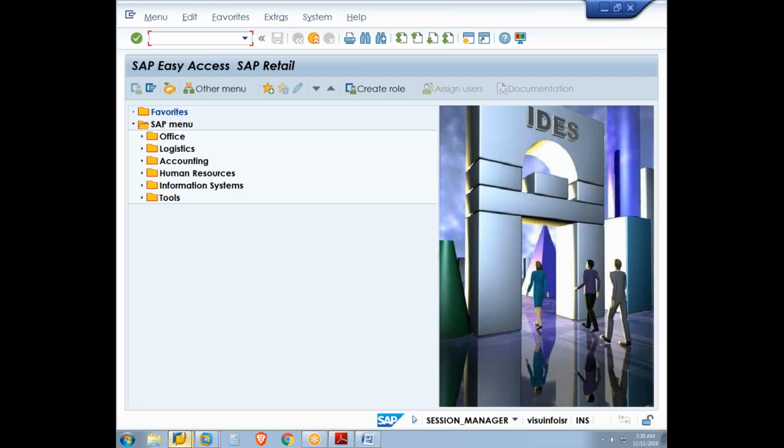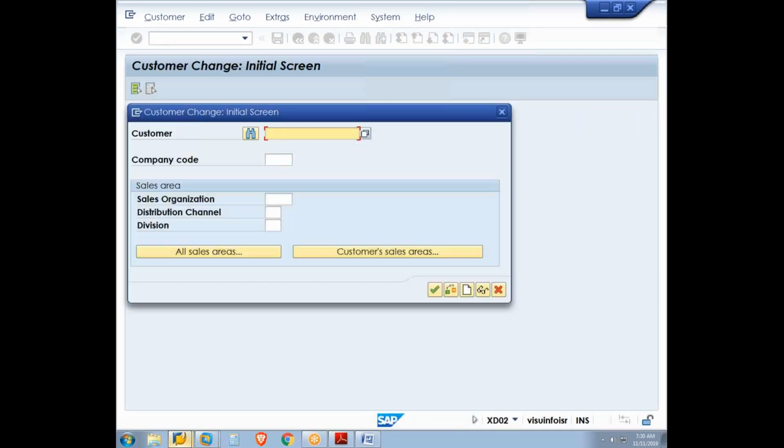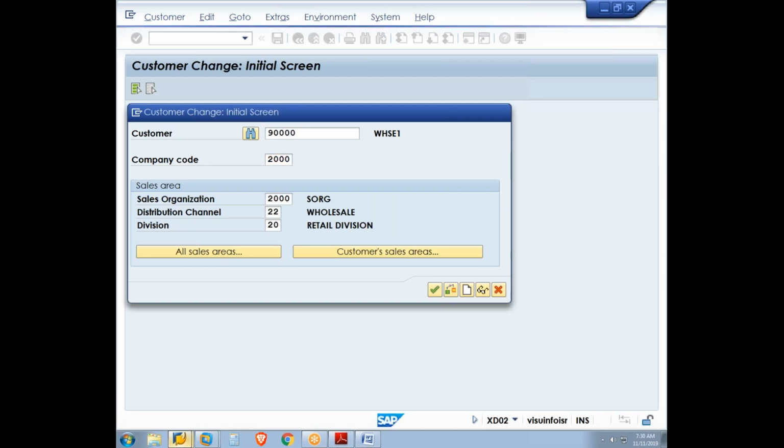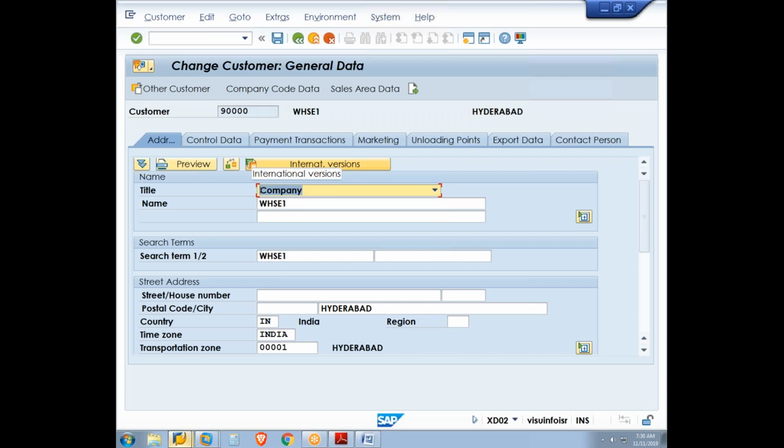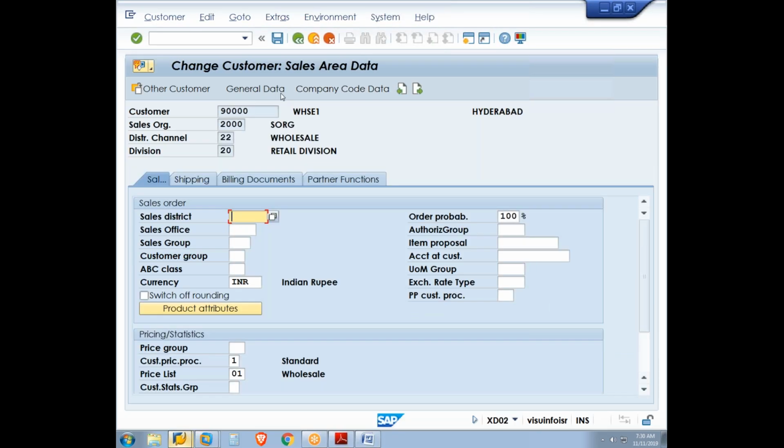Now, basically, when you maintain a customer master, we have three sections of data. The three sections of data are basically called the sales area data, company code data, and general data. So the customer record is saved with the data divided into three data groups: the general data, then the sales area data, and company code data. Basically, here the customer number is 90,000.